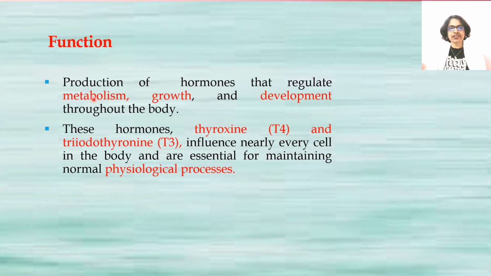Then coming to the function. So what is the main function of the thyroid gland? Production of hormones that regulate metabolism, growth and development throughout the body, and these hormones are thyroxine, that is known as T4, and triiodothyronine, that is T3, which influence nearly every cell in the body and are essential for maintaining normal physiological processes. These two hormones are very essential for maintenance of the normal physiological process.